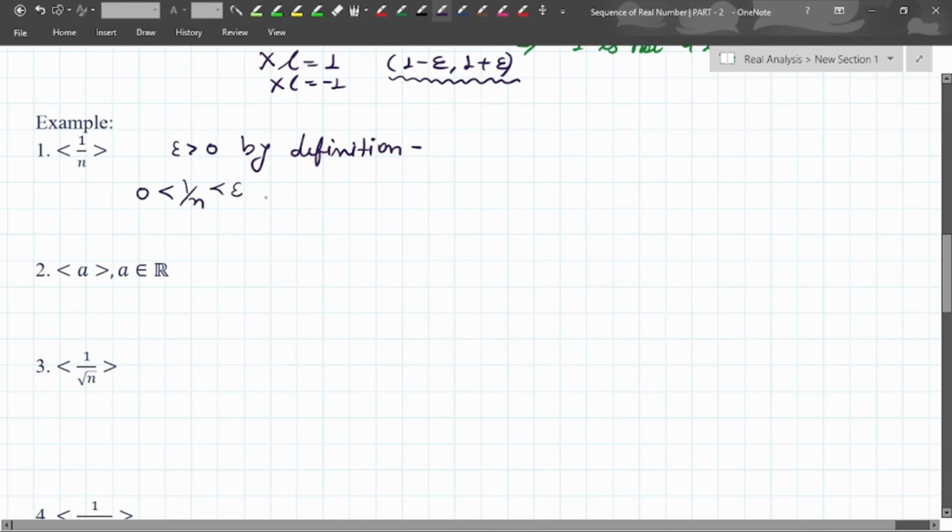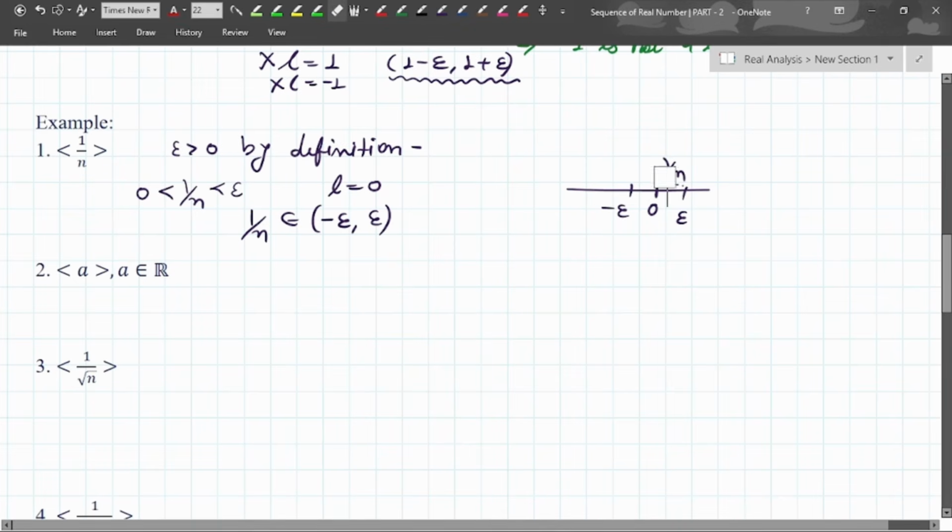Now, let's say my L is equal to 0. If I write like this, every term will belong to the interval from minus epsilon to epsilon. Let's see, this is my minus epsilon and this is my epsilon, and this is 0. All my terms will lie here only. This is 1 by n.